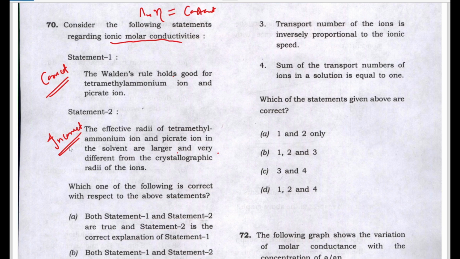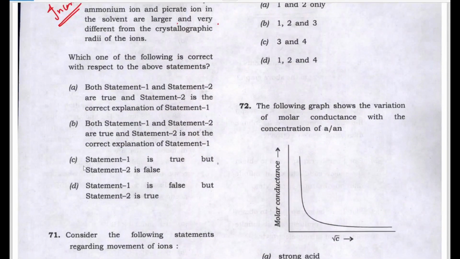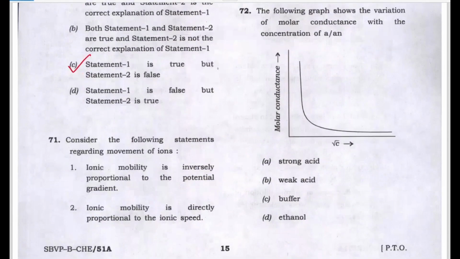So ultimately the second statement is incorrect for these two ions, because these are large ions and less solvated, and their radii are almost the same in different solvents. So the first statement is correct and the second statement is false. So C is the correct answer in this question.